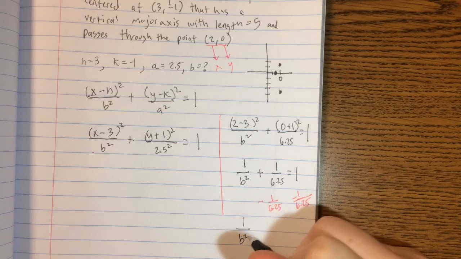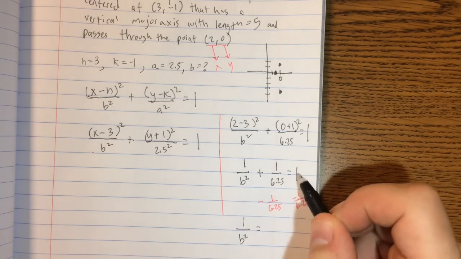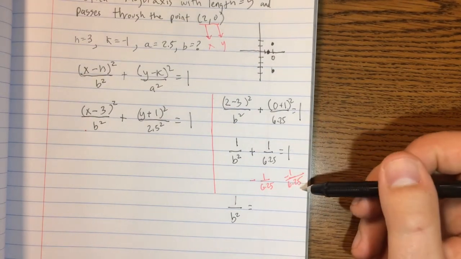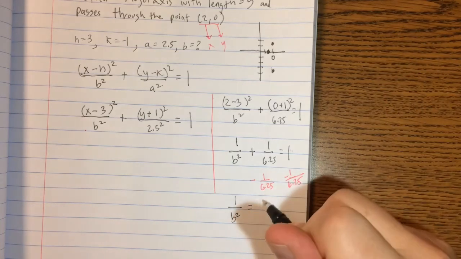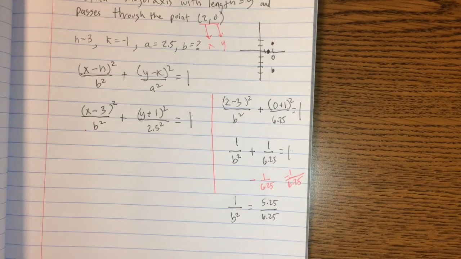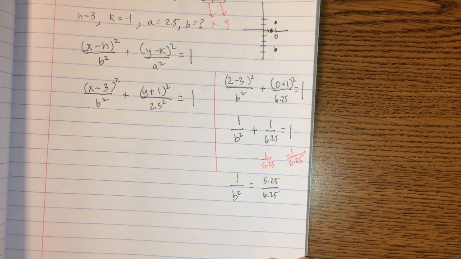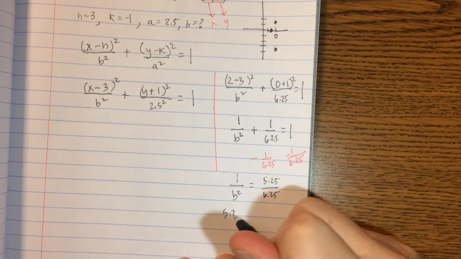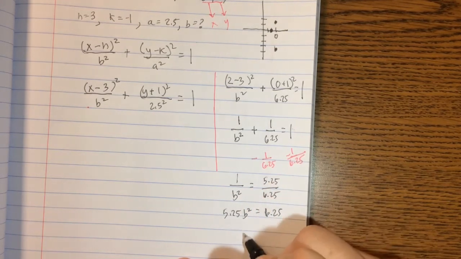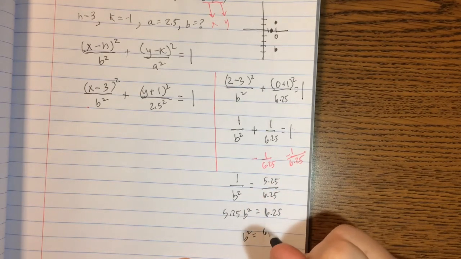So 1 over b squared equals, let's see, this would be 6.25 over 6.25, so 6.25 minus 1 would be 5.25. And you could get that from a calculator too. Yeah, that's okay. So here I just want to cross multiply and then divide. So I've got 5.25 b squared equals 1 times 6.25. So b squared is equal to 6.25 over 5.25.